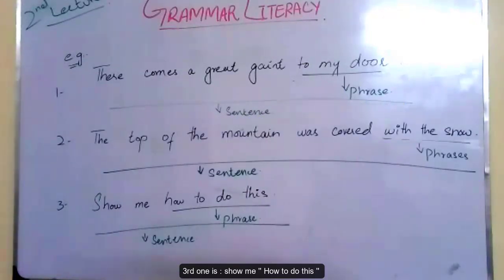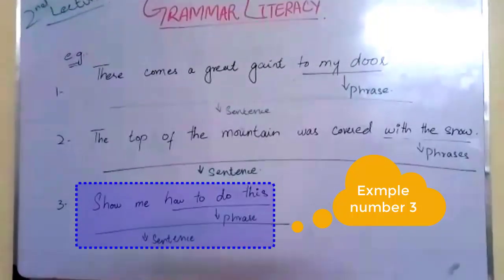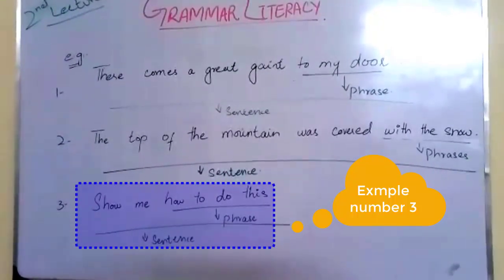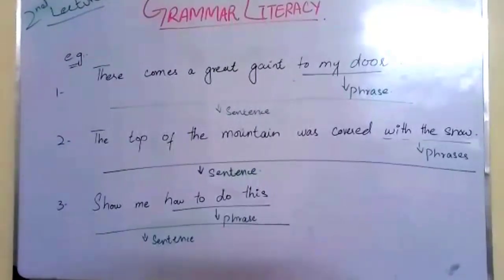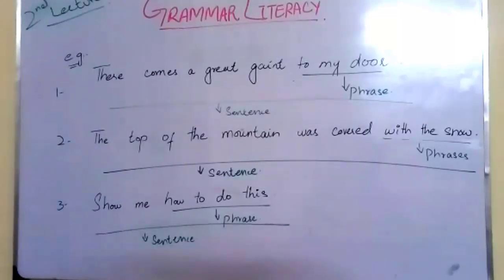And the third one is show me how to do this. Somebody is asking about something, how to do this. He was actually asking, or requesting, that you have to tell me how to do this or how to perform this. So how to do this is a phrase, but if he is going to say the whole sentence, that will be show me how to do this or guide me how to do this. So these are the phrases in English.